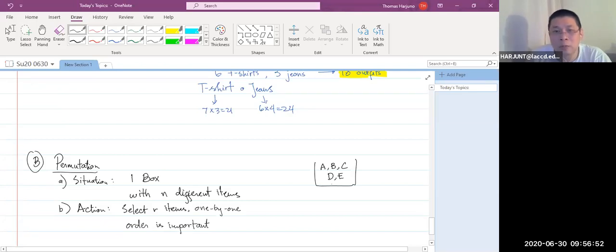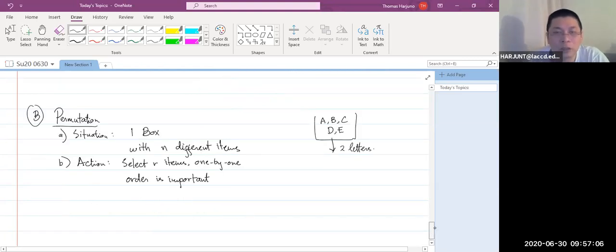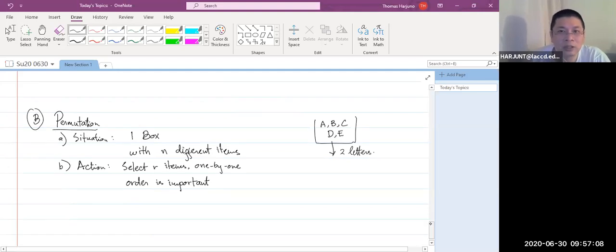So let's say from here, I want to select 2 letters from these 5 letters here. Okay, one by one. And of course, because I say 2 letters, I'm not selecting 1 letter twice. No, that's not what we do. We are selecting 2 letters. Okay, and then the question is, how many arrangements?